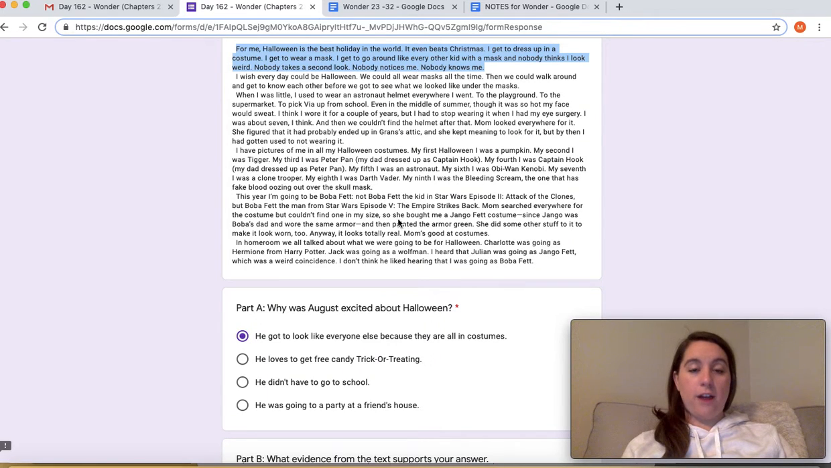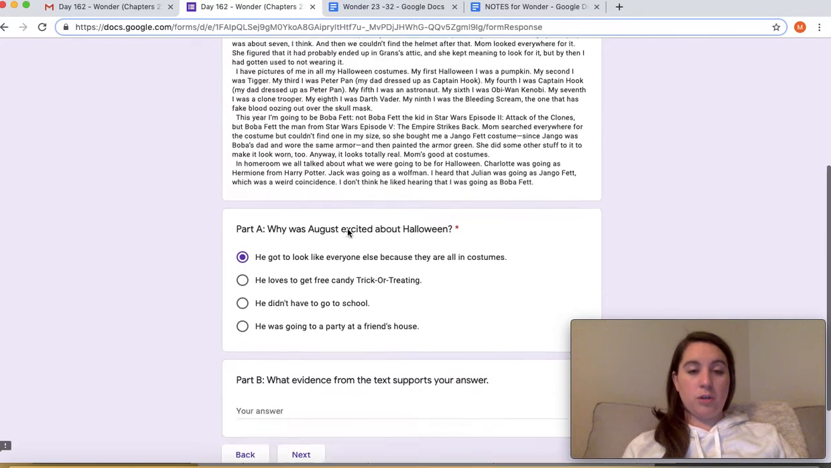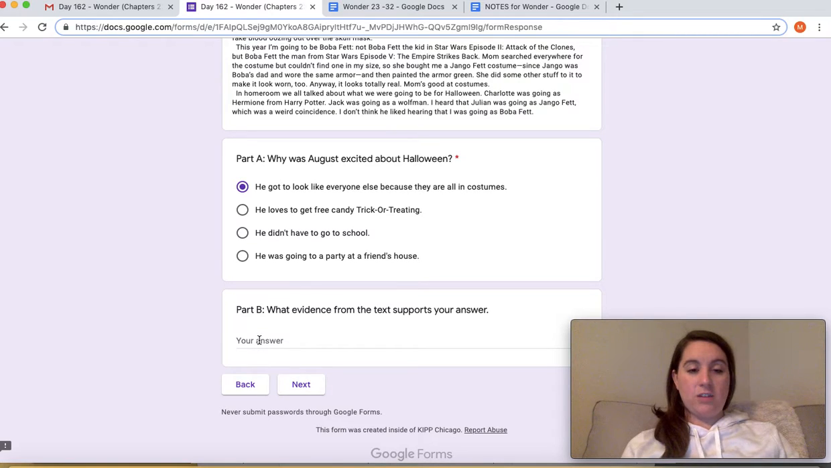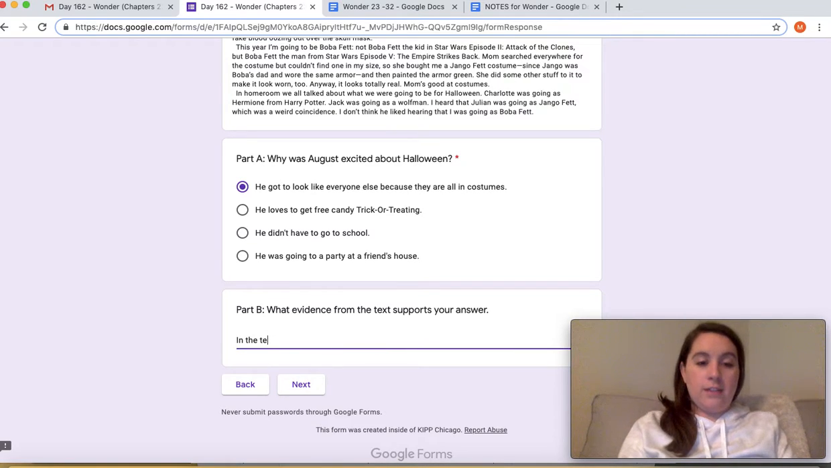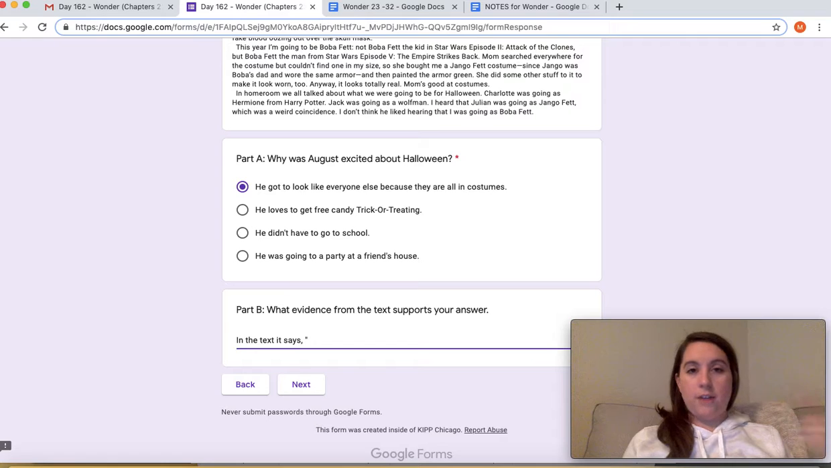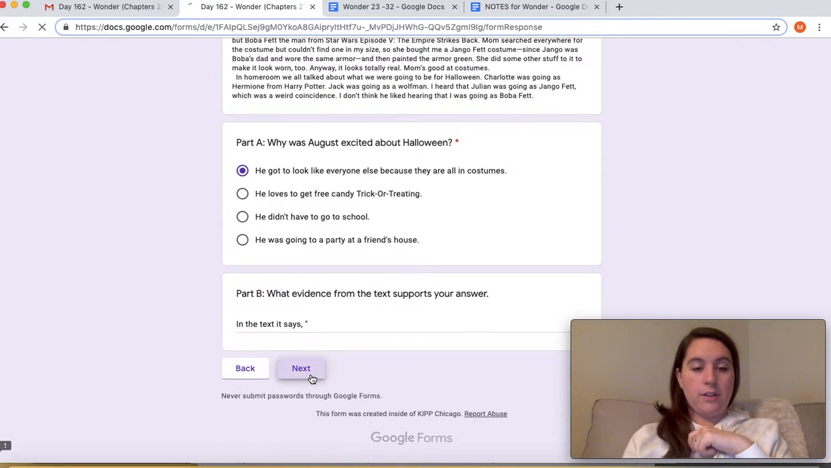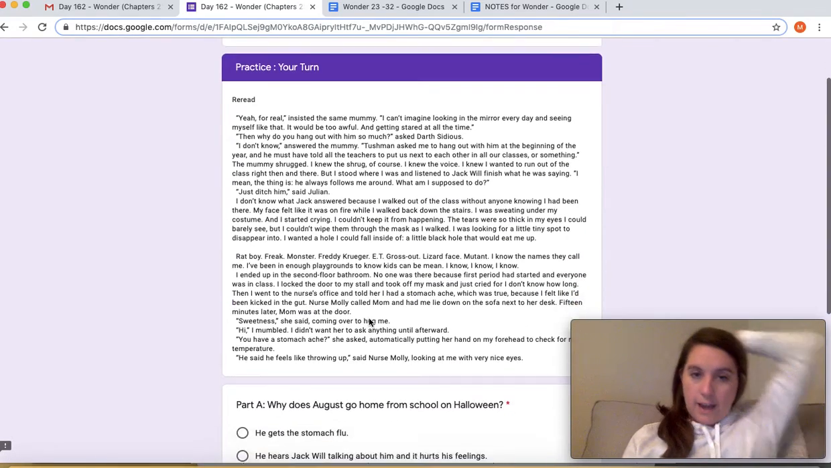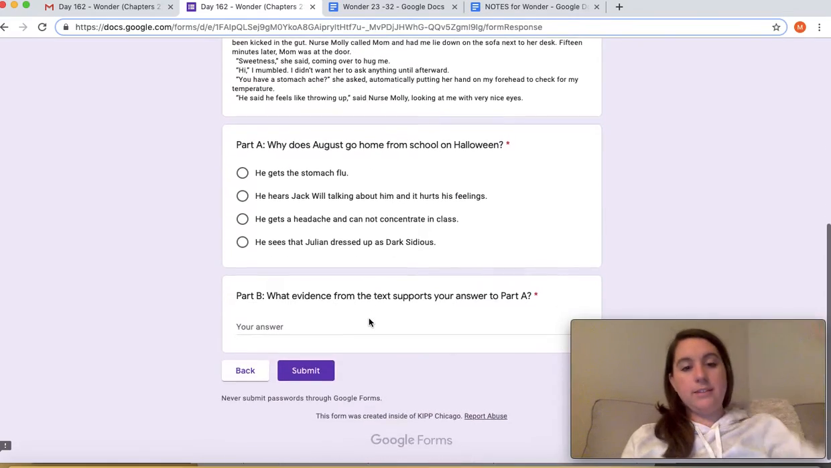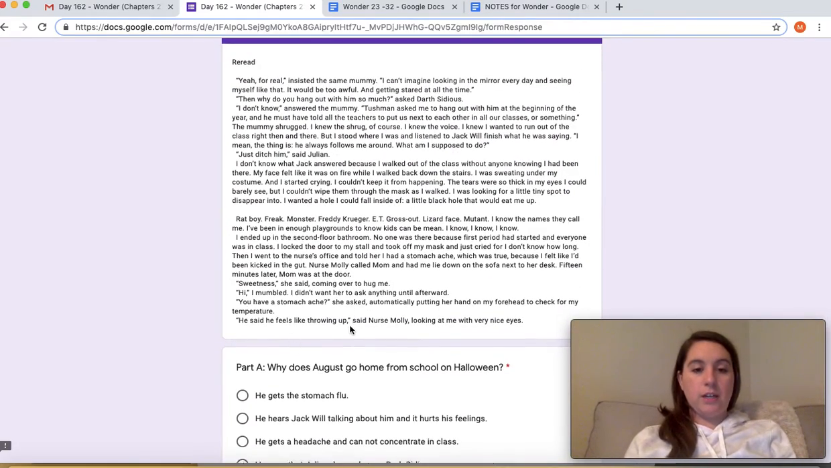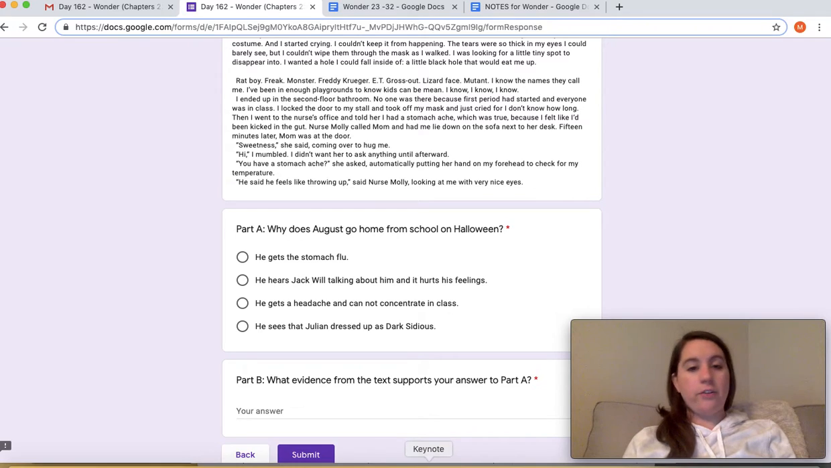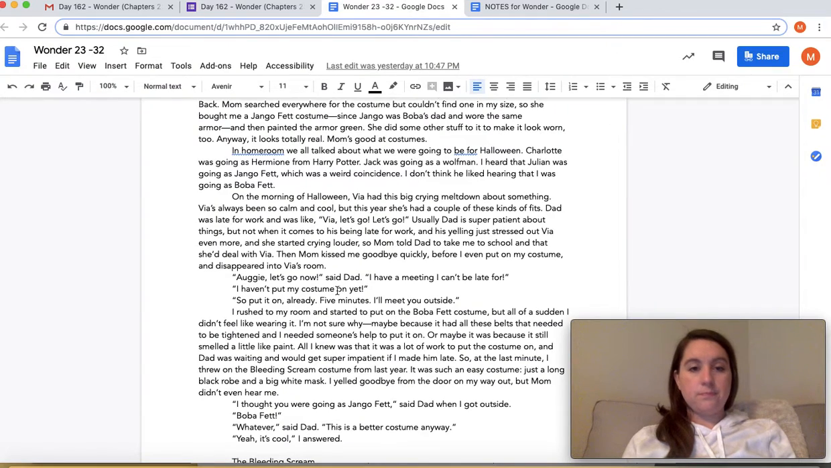So now you want to put your evidence. So I already have it highlighted up here. So all you have to do is copy it down here and start it with "In the text, it says," and then put your evidence down there. So I would just copy and paste what I put up here, down here, and then press next. Now, this is the last one you're going to do. So we're going to finish reading, and then this one you're going to do totally on your own. We're almost done.